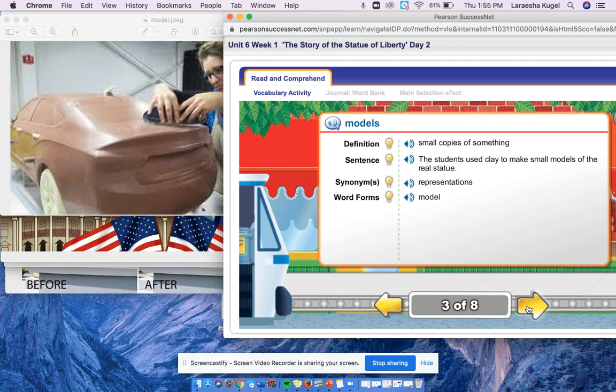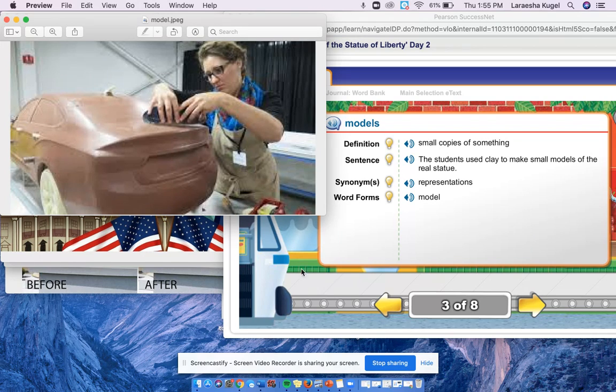Okay, the next one is models. Models are small copies of something. Sentence would sound like, the students used clay to make small models of the real statue. Synonyms would be representations, and other word forms would be model, and that would be your singular. So you can see here, an art student is using clay to make a model of a car. And though this model is large, it is obviously very much smaller than an actual car, and so it would still be considered a model.